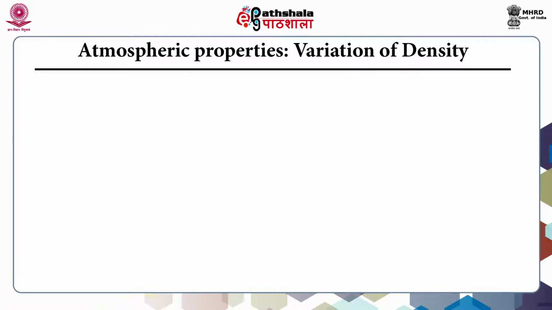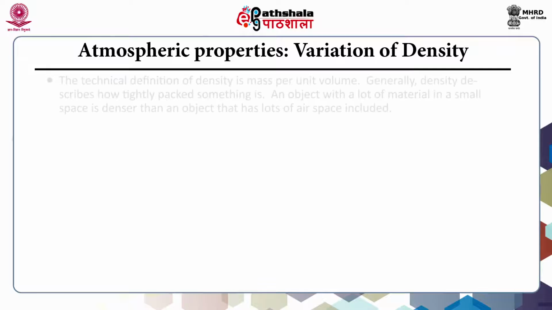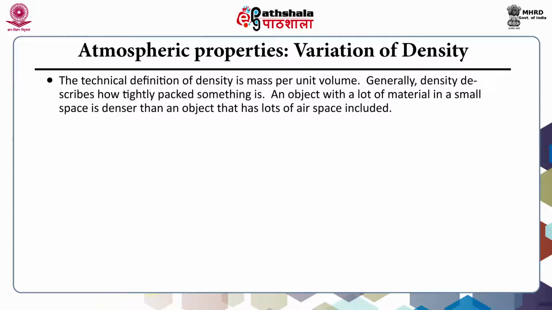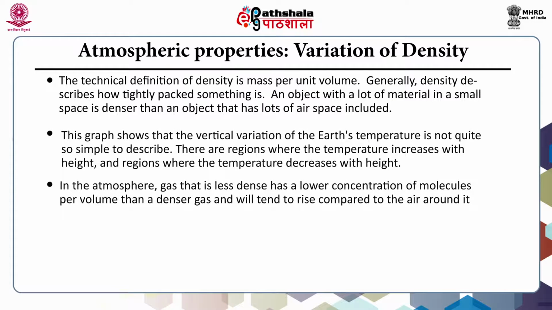Variation of the density. The technical definition of density is mass per unit volume. Generally, density describes how tightly packed something is. An object with a lot of material in a small space is denser than an object that has lots of airspace included. In the atmosphere, gas that is less dense has a lower concentration of molecules per volume than a denser gas and will tend to rise compared to the air around it.